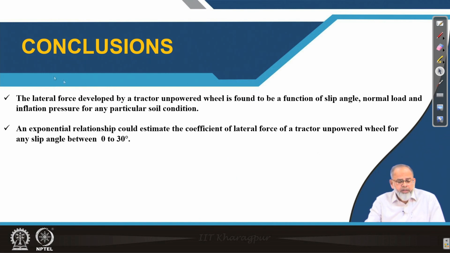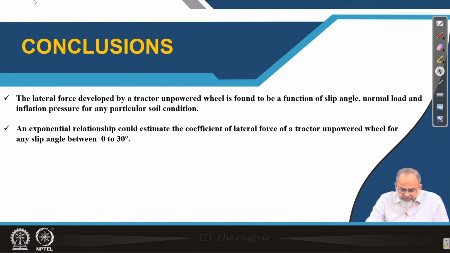So in brief, the lateral force which is developed by a tractor unpowered wheel is found to be a function of slip angle, a function of normal load, and a function of inflation pressure for any particular soil condition, and we tried to study this lateral force by varying these parameters. Then we tried to develop an equation, and we found that an exponential relation is sufficient to estimate the coefficient of lateral force for an unpowered tractor front wheel at a slip angle between 0 to 30 degrees.